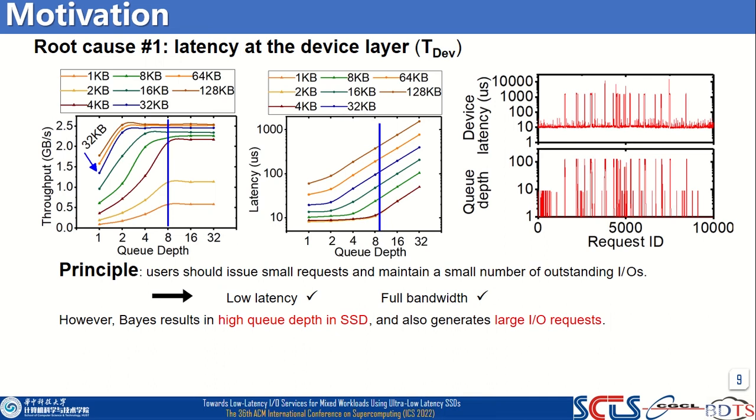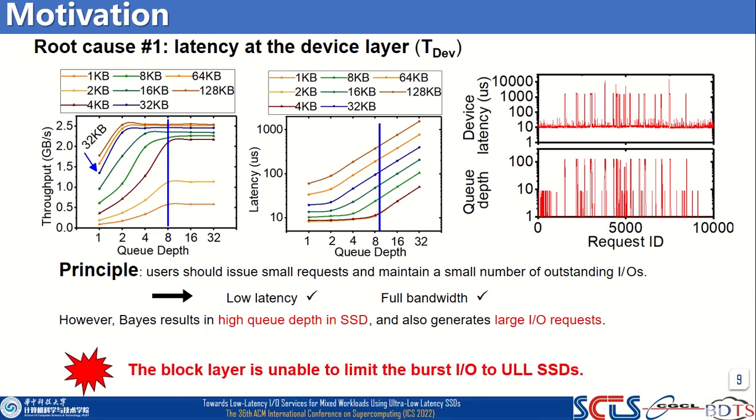However, Bayes generates burst IOs. In our experiment, the queue depth even exceeds 160. The right figure indicates that the latency is highly correlated with the queue depth. Besides, Bayes runs on the MapReduce framework and generates large I/O requests, which exacerbates the I/O congestion in ULL SSDs. Then we can conclude the root cause of latency increase in the device. Block layer is unable to limit the burst I/O to ULL SSDs.